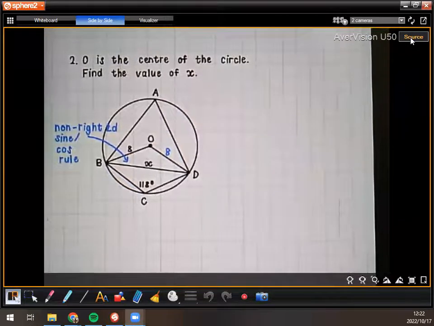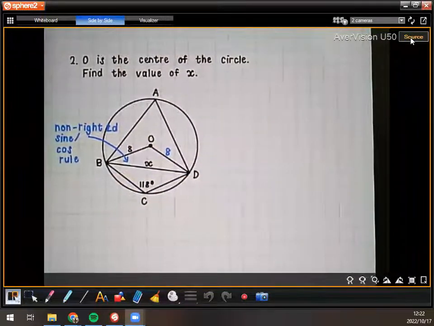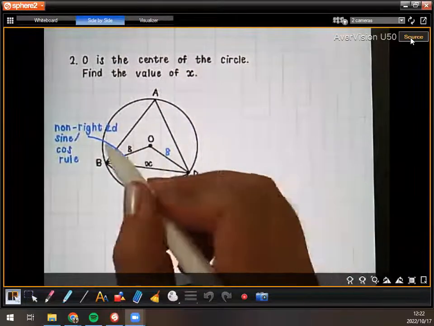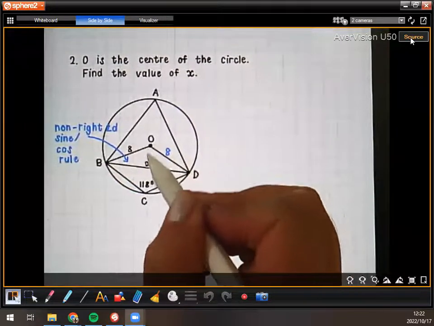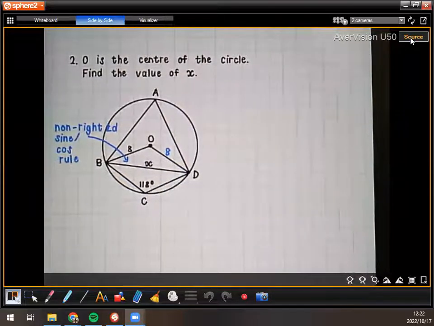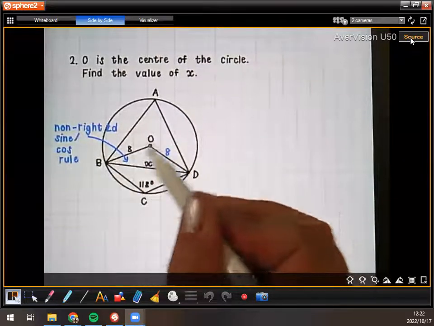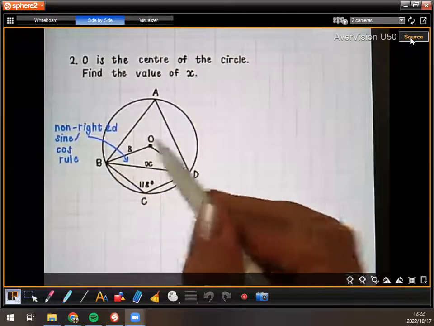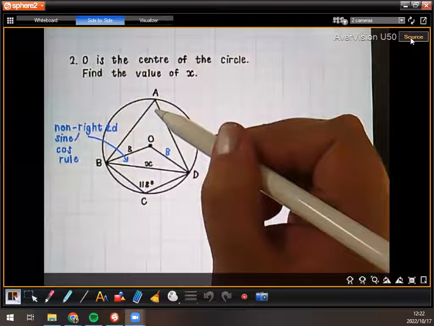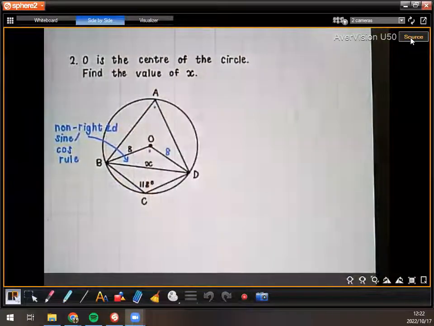So now it actually looks to me like I could use the cosine rule here, if I find that angle. Remember, what do I need for the cosine rule if I want to find the side? I need the other two sides, which I do have here, and then I need the included angle, the angle opposite the side that I'm trying to find. Now, is there a way to find angle BOD? I think we have angle BAD.